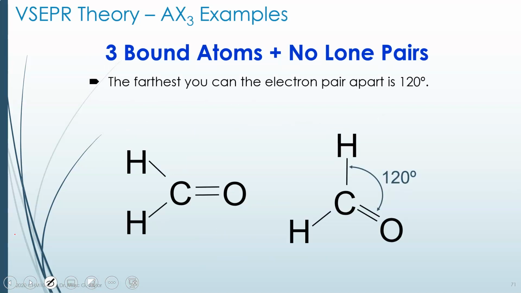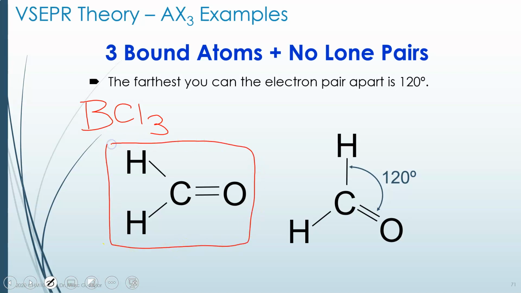We could also have the three bonded atoms. I showed you an example before with BCl3, which had boron with three singly bound chlorines, but no lone pairs. Here's a different example. This is formaldehyde. You probably heard that before.